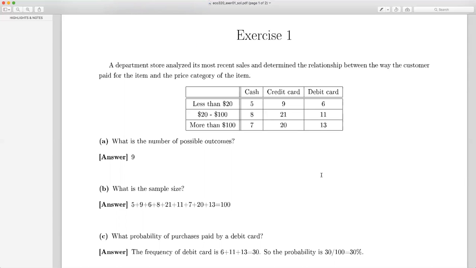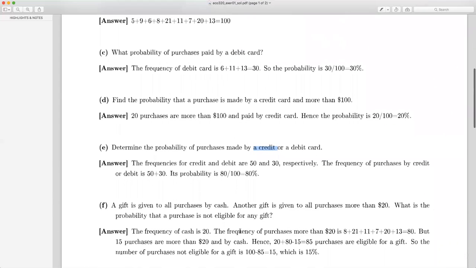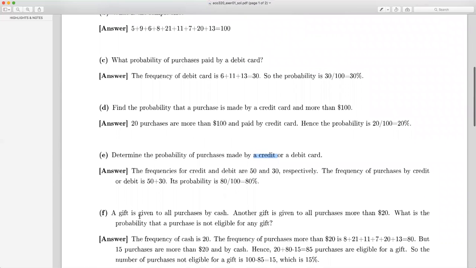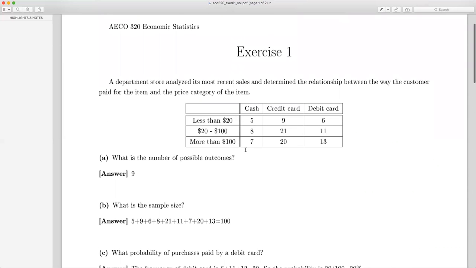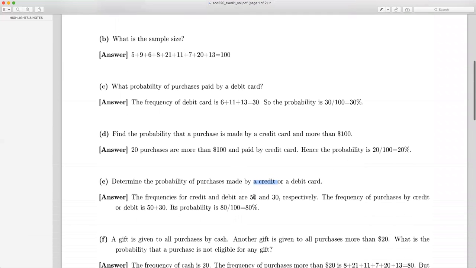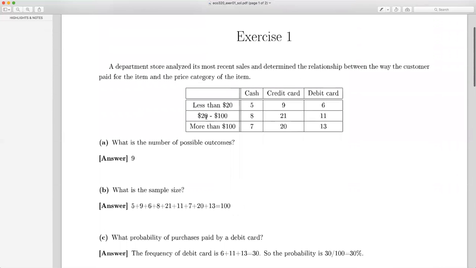So 80 divided by 100 is 80%. Very easy. A gift is given to all purchases by cash. So all gifts are given to those who are paying with cash. And another gift is given to all purchases of more than 20. So more than 20. What are we looking for?